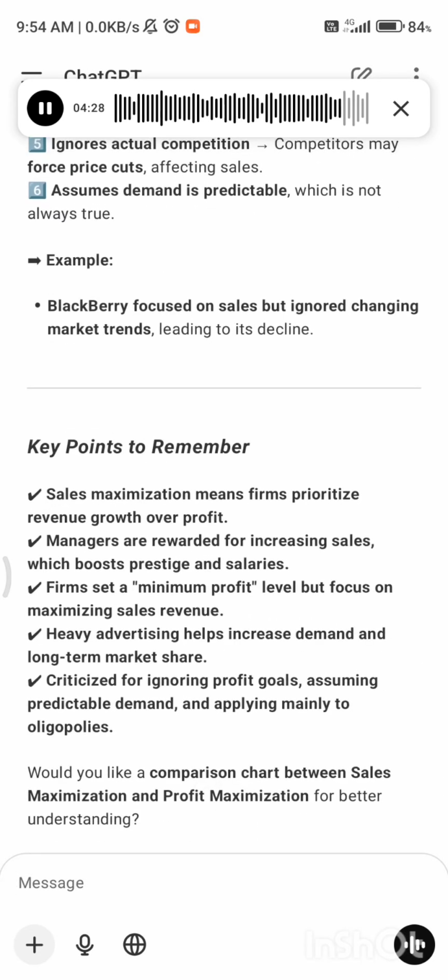Key points to remember. Sales maximization means firms prioritize revenue growth over profit. Managers are rewarded for increasing sales, which boosts prestige and salaries. Firms set a minimum profit level but focus on maximizing sales revenue. Heavy advertising helps increase demand and long-term market share. Criticized for ignoring profit goals, assuming predictable demand, and applying mainly to oligopolies.